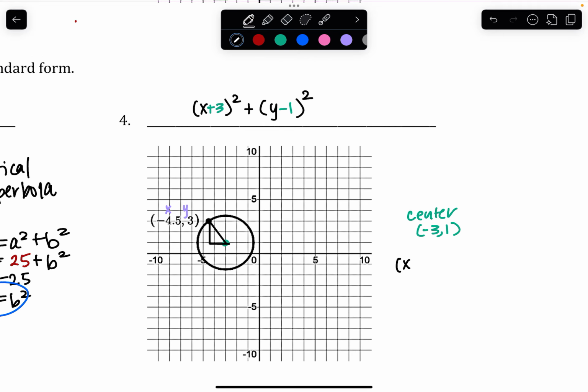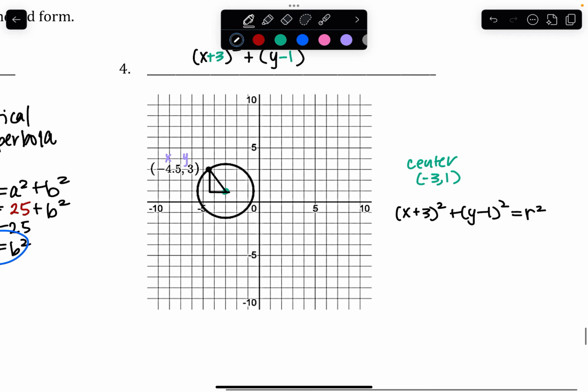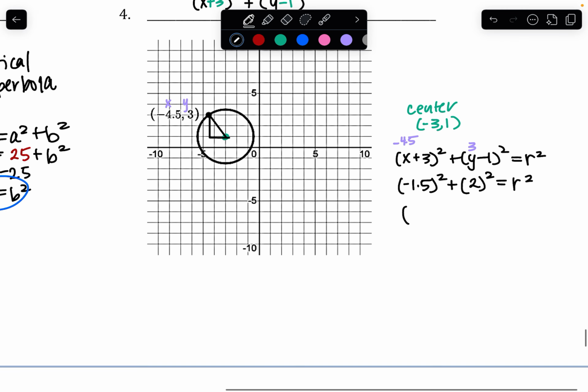So we know we have x plus 3 squared plus y minus 1 squared. We know that's going to equal r squared. We don't know r, but that's what we're trying to figure out. But we do have an x and a y value. And so our x value is -4.5. Our y value is 3. And so when I plug those in, -4.5 plus 3 is -1.5. And then 3 minus 1 is 2. And -1.5 is the same thing as -3/2, which will make it easier for us to do the computation.